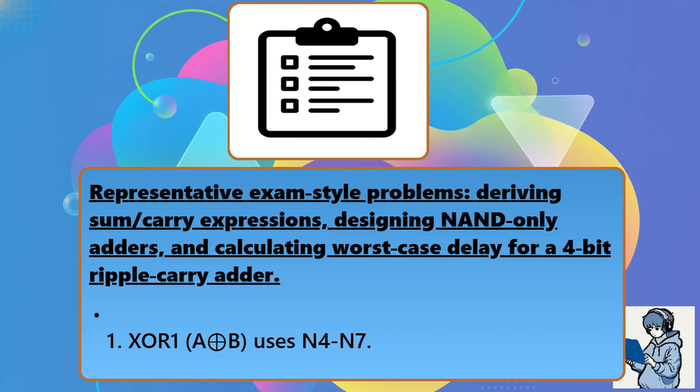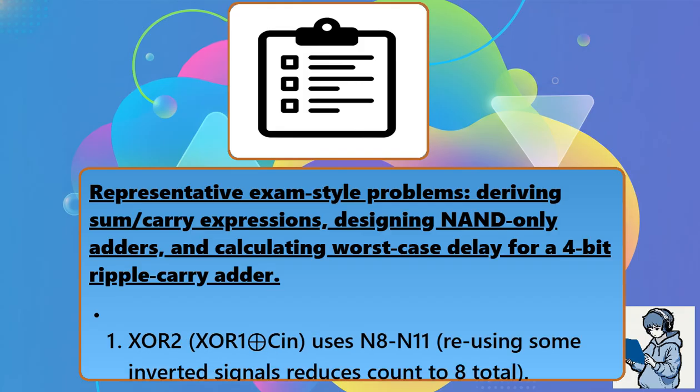Step 5: XOR1, A XOR B, uses N4 through N7. Step 6: XOR2, XOR1 XOR Cin, uses N8 through N11. Reusing some inverted signals reduces the count to 8 total.